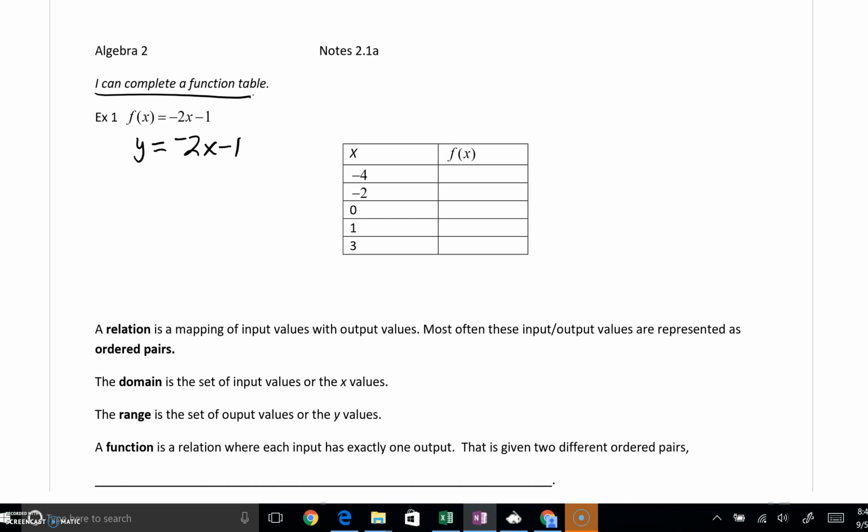And we're going to see a lot of tables today. We're going to have an x and a y. Generally, what's going to happen is you'll have an x value, and then you'll be asked to find the f of x, which is the y.